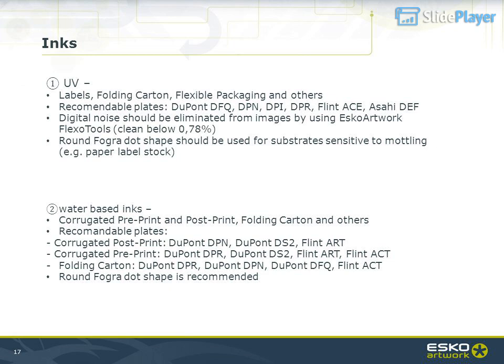Recommendable plates. Corrugated post-print: DuPont DPN, DuPont DS2, Flint Art. Corrugated preprint: DuPont DPR, DuPont DS2, Flint Art, Flint Act. Folding carton: DuPont DPR, DuPont DPN, DuPont DFQ, Flint Act. Round Fagra dot shape is recommended.